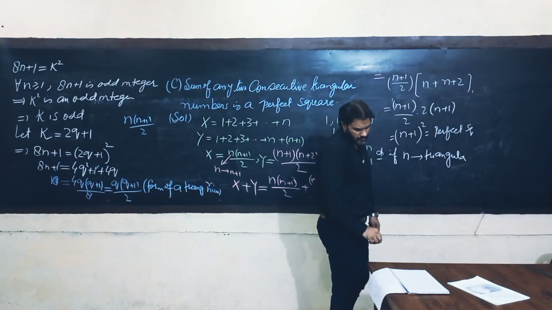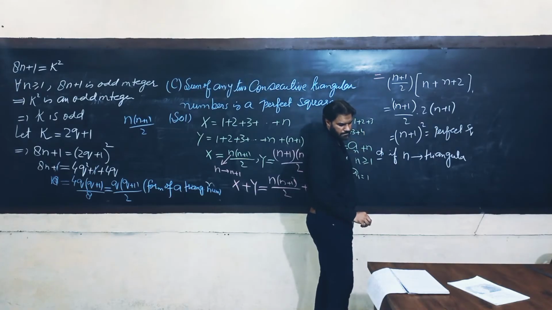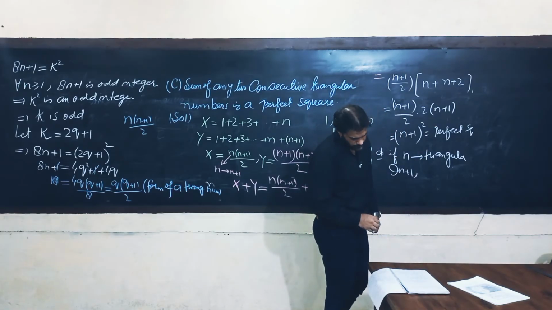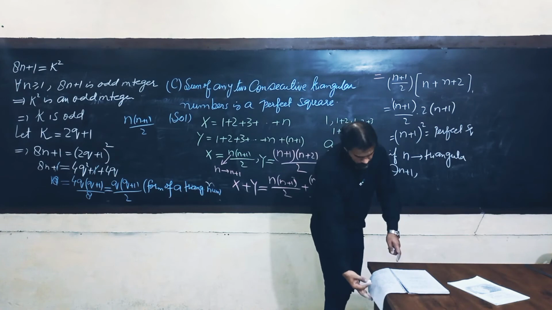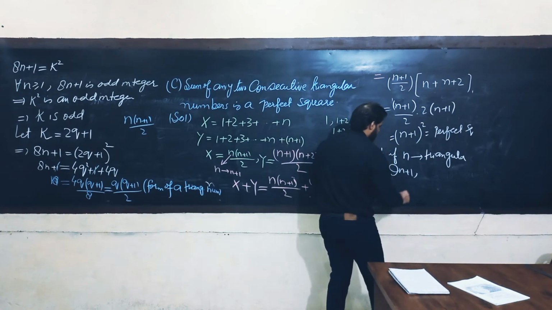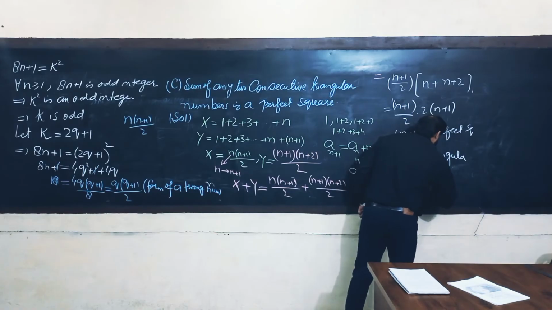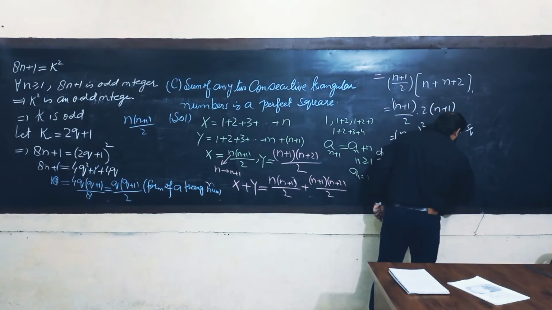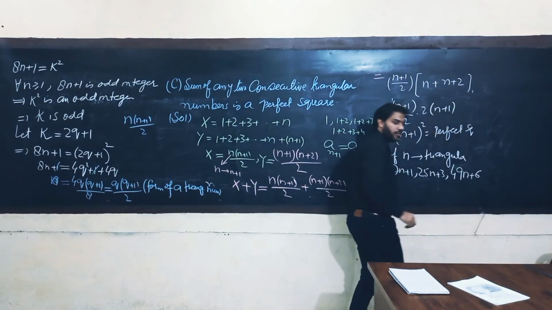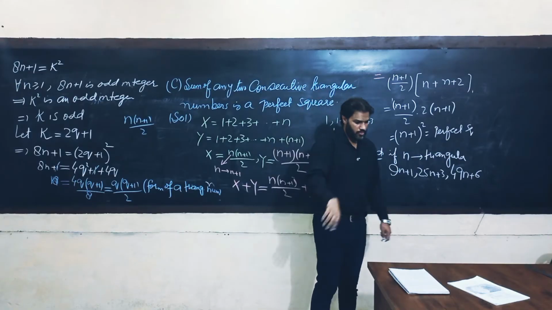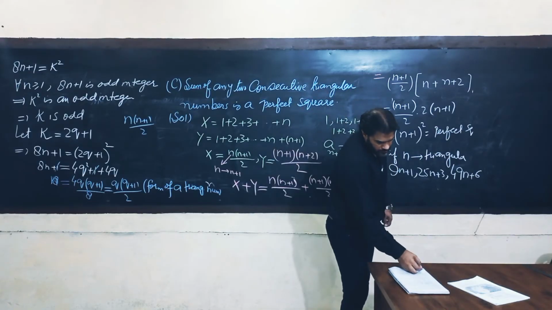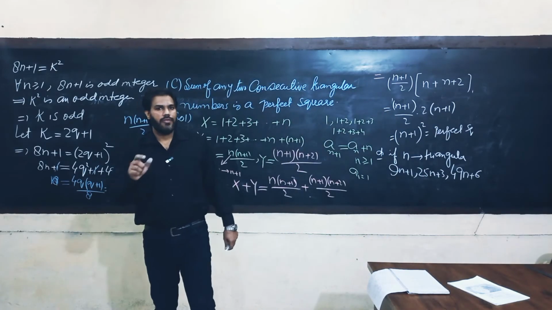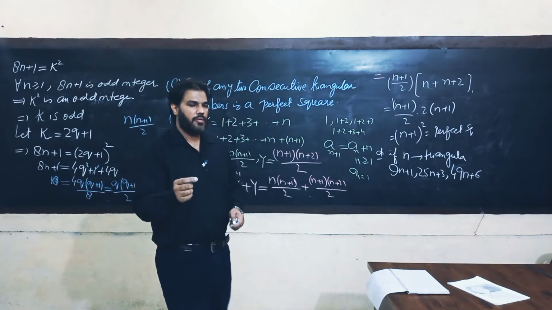This result says that in the D part, if n is triangular, then we have to show that 9n plus 1, the next number 25n plus 3, and the next 49n plus 6, are all also triangular numbers.